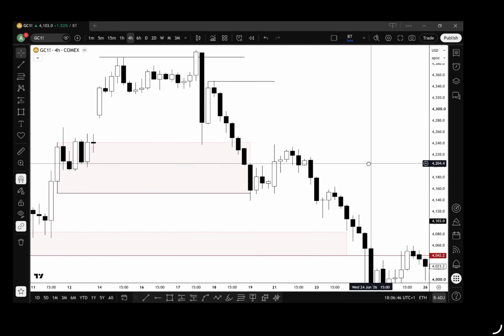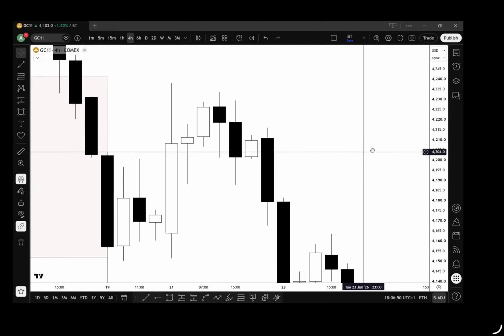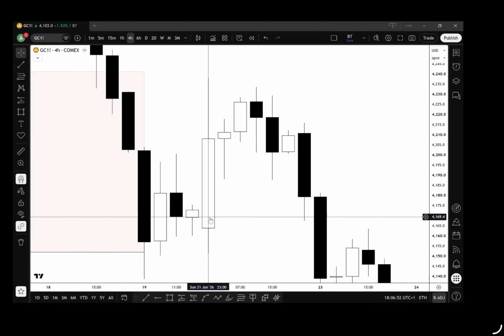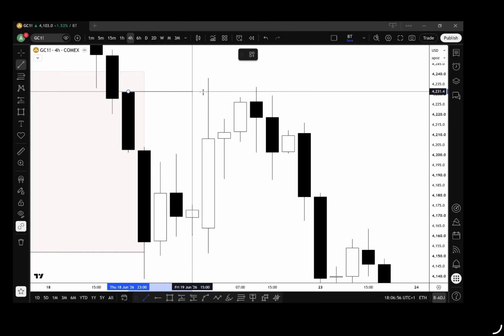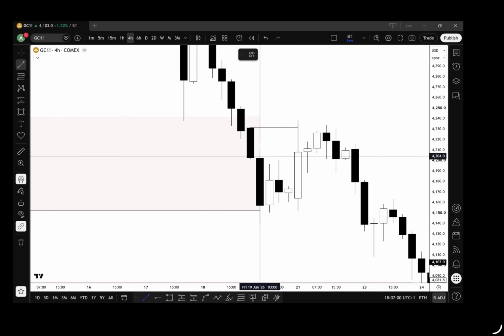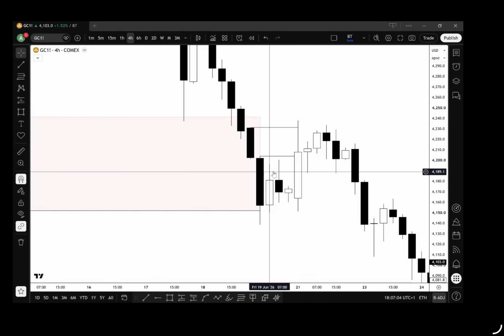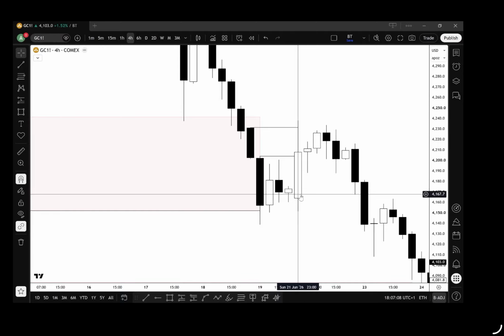If I just zoom into this price action, we had this move up, inducing buyers. We took out the inducement high, so this is the inducement high. Notice how we reacted off here as well. We took the inducement high, and we broke structure to the upside.